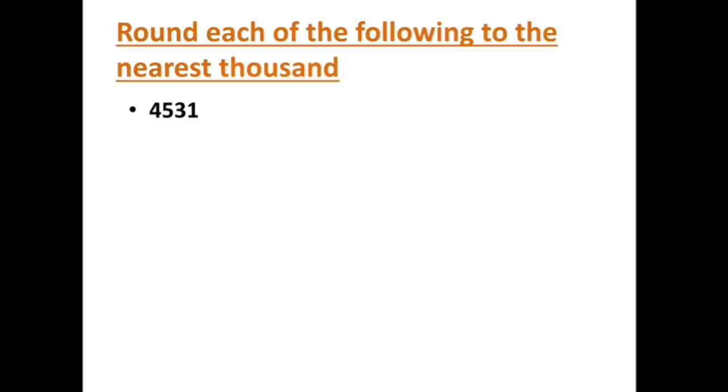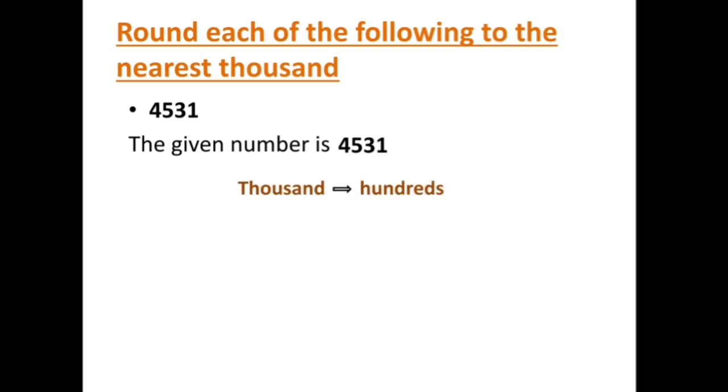Round each of the following to the nearest 1000. When it is nearest to 1000, we will check the previous place value of 1000, which is hundreds. Now let us write the given number, 4531. Here which number is in hundreds place? 5 is in hundreds place. In 4531, the hundreds digit is 5.